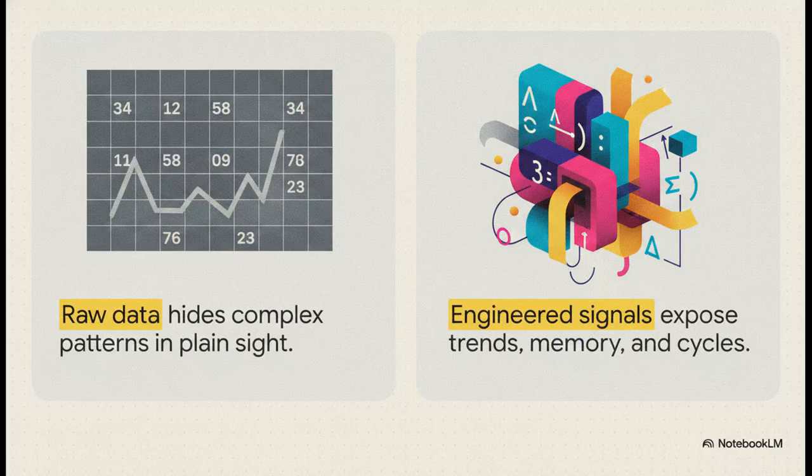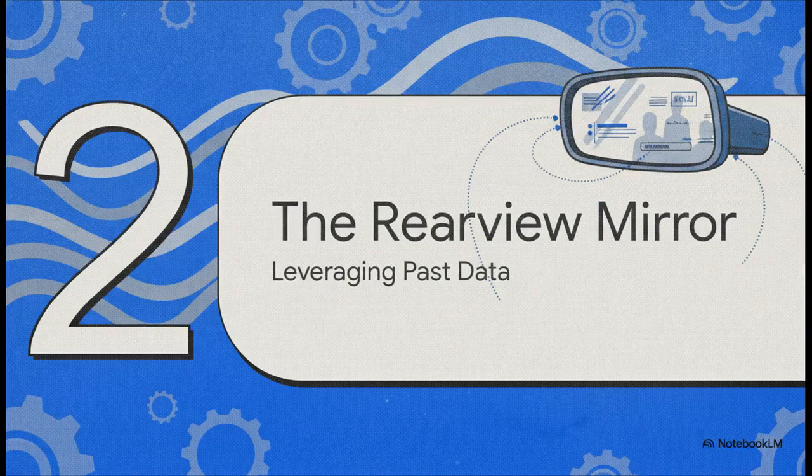So look at this stark contrast between raw data on the left and engineered signals on the right. Raw data is just flat, right? It's literally just timestamps and numbers. A machine learning model looking at this doesn't inherently understand human concepts like, say, weekends or momentum. It's just a wall of numbers. Feature engineering is the hero here. It's the process of using math to explicitly carve out those hidden clues and hand them directly to the algorithm on a silver platter. Moving on to part two, the rearview mirror, focusing on past data.